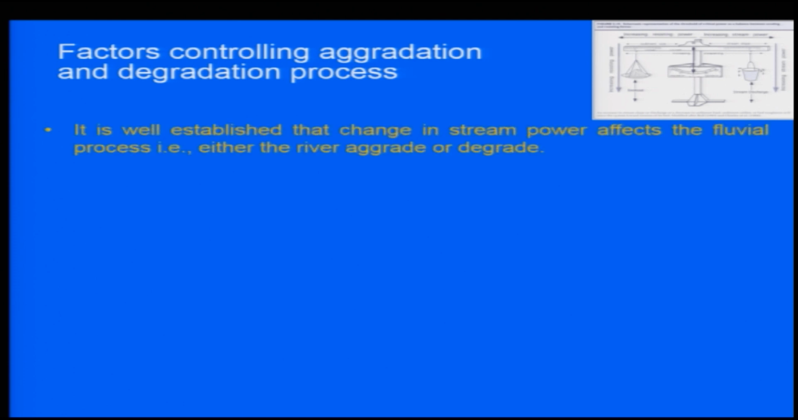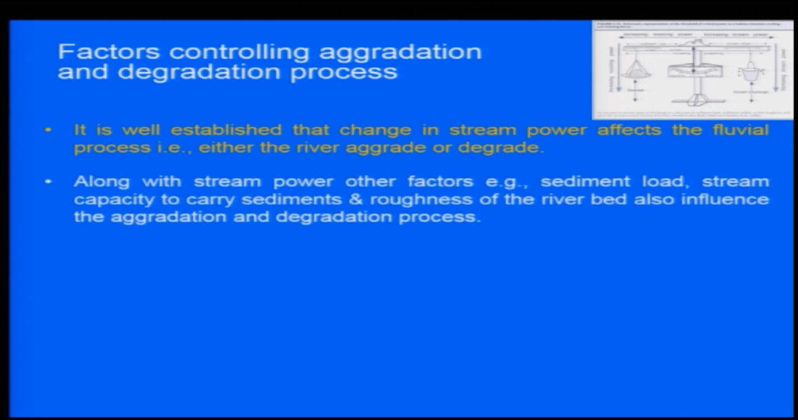or we can also call them strath terraces. Now it is well established that the change in the stream power affects the fluvial process, that is, either the river aggrades or degrades. Along with stream power, other factors which play an important role are the sediment load, the stream capacity to carry the sediments, and then roughness. This is what we are talking about, the resistive nature of the river bed. Okay, and that will also influence the aggradation and degradation process.